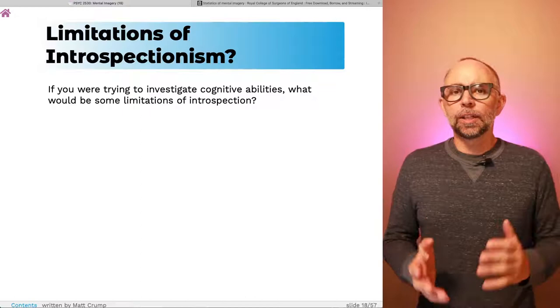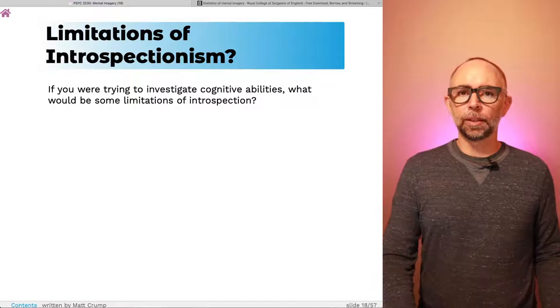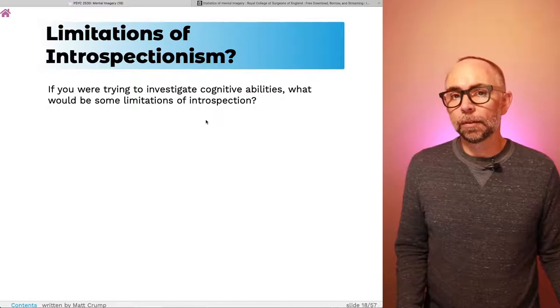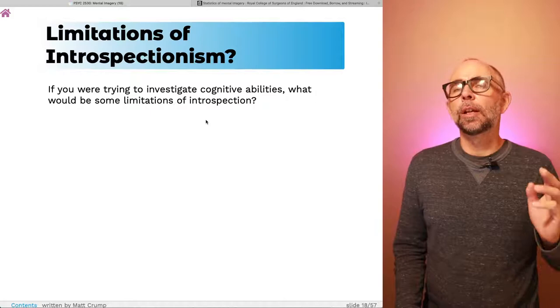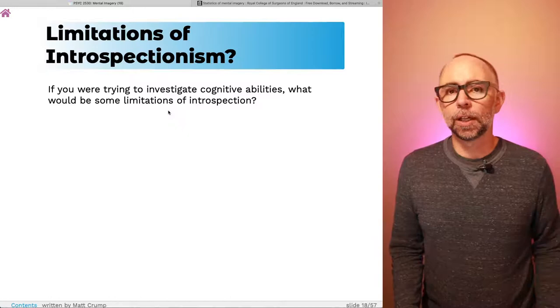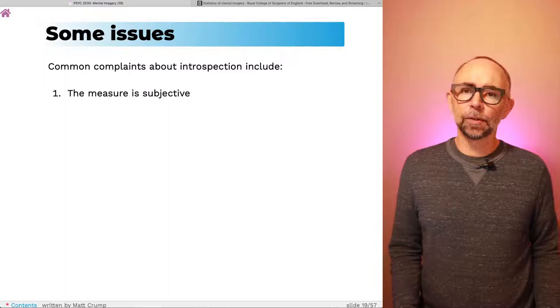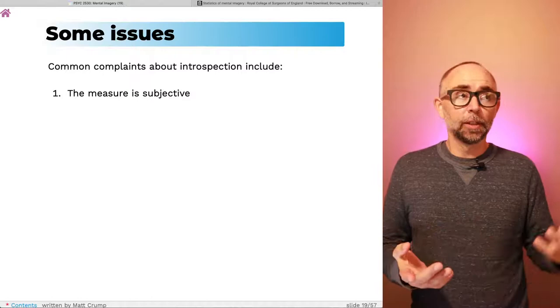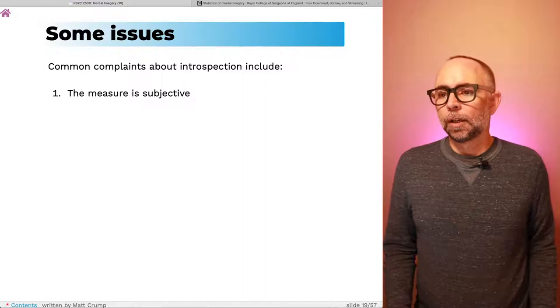All of these concerns flow from the method used to ask questions about mental imagery. And so there are clearly some limitations to introspectionism. Let me pose a question. If you were trying to investigate cognitive abilities, like how vivid is somebody's mental imagery, what would be some limitations of the introspection approach? Let me just list a few common complaints. Here's one. The measure is subjective. I get to say what I'm experiencing subjectively, but no one else can objectively confirm that what I'm saying is actually what's going on. We have an issue there.